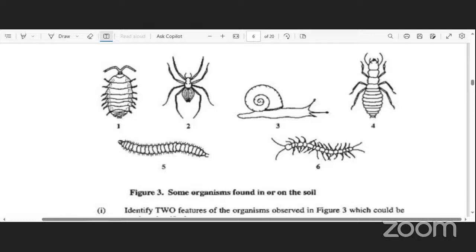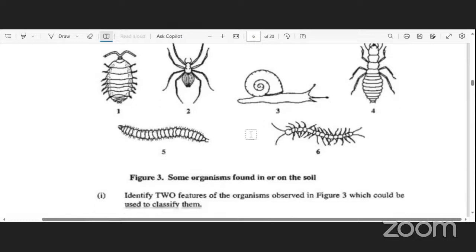All right, we are going good, man. We are going good. Seems like we like classification.